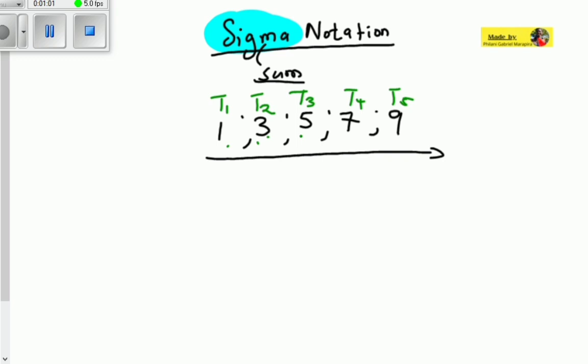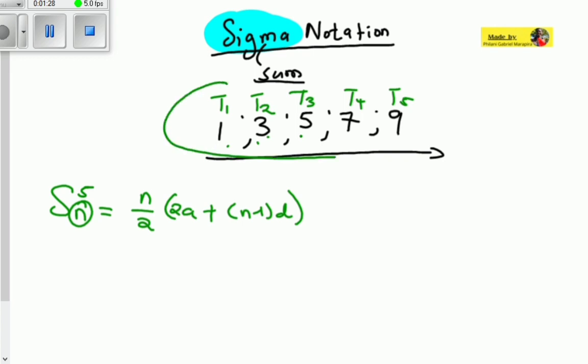Let me just recap that the sum of an arithmetic sequence is given by n over 2 multiplied by 2a plus n minus 1 multiplied by d. This is the formula you use to calculate the sum of terms in an arithmetic sequence, depending on how many there are. In this case, we substitute 5 for n, since we have 5 terms, which are represented in green. So you can see that this is how you calculate the sum.